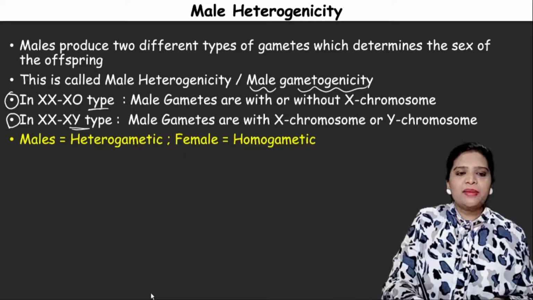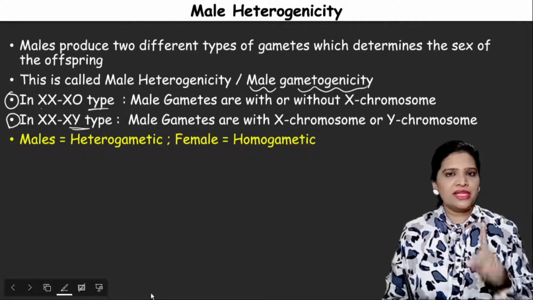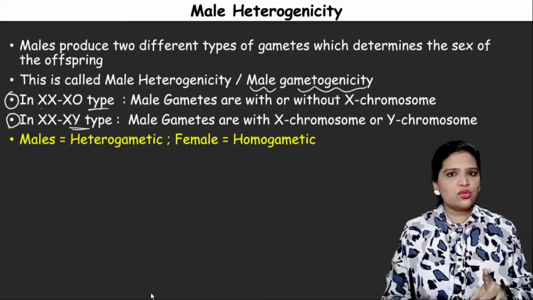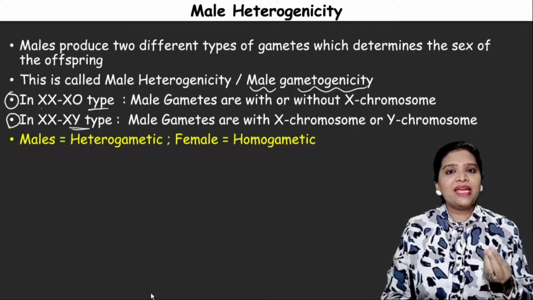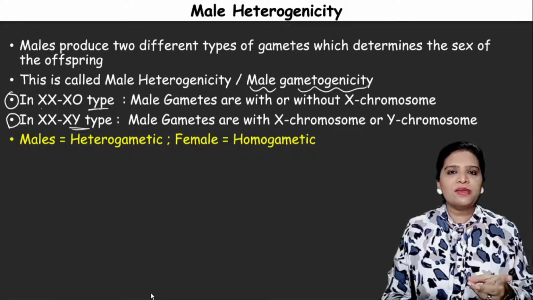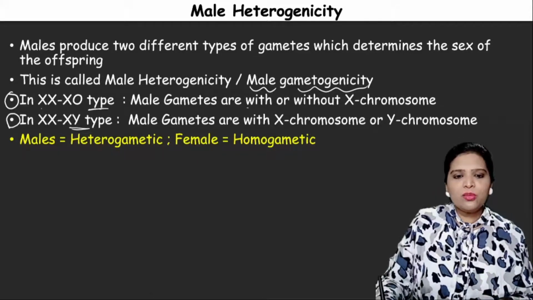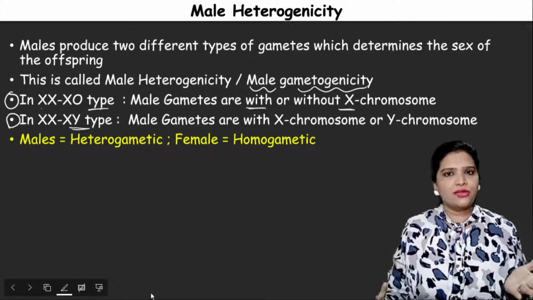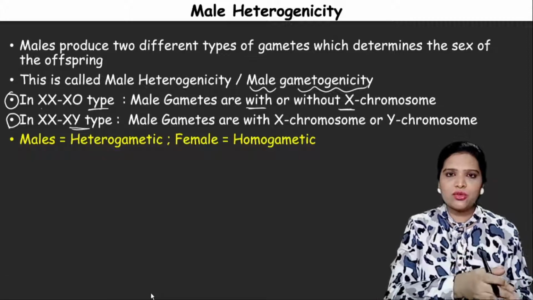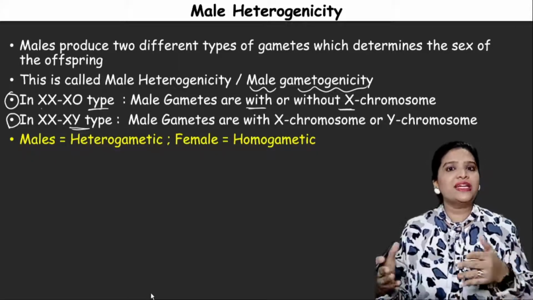How? In XX, X0 type of sex determination, we have seen grasshoppers and cockroaches, where the male gametes produced are of two types. They have either X chromosome or are without a sex chromosome. Okay, either gametes with X chromosome or gametes without any chromosome, that is zero chromosome.